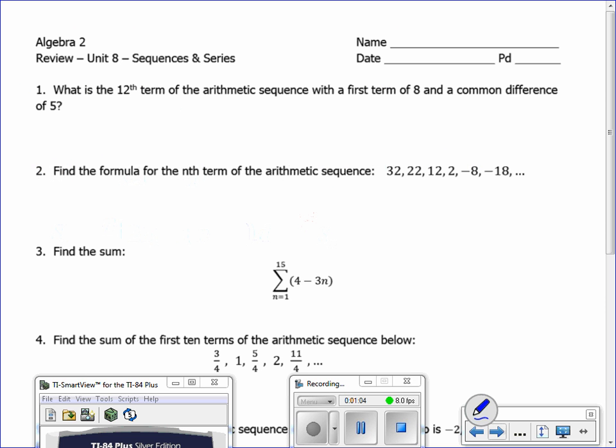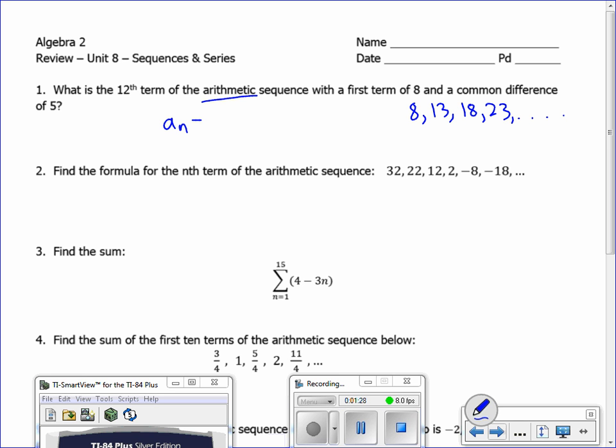All right, so here we go. Number 1 says, what's the 12th term of the arithmetic sequence with the first term of 8 and a common difference of 5? Arithmetic, it's adding and subtracting. If you're desperate, you could say 8 plus 5 is 13, 13 plus 5 is 18, 18 plus 5 is 23, and go on and find the 12th term. Well, we're going to do it using the formula.